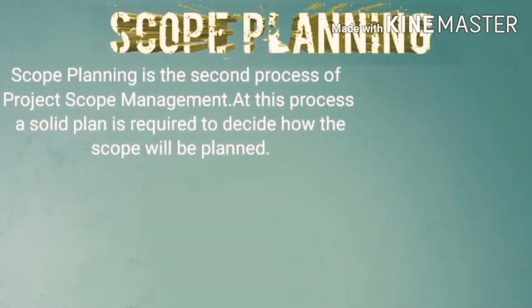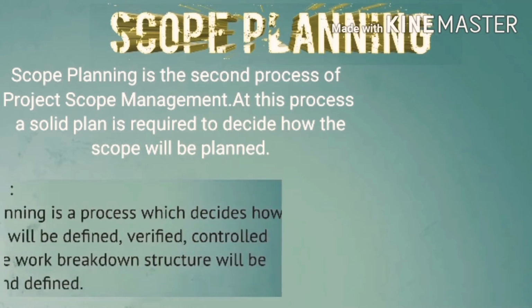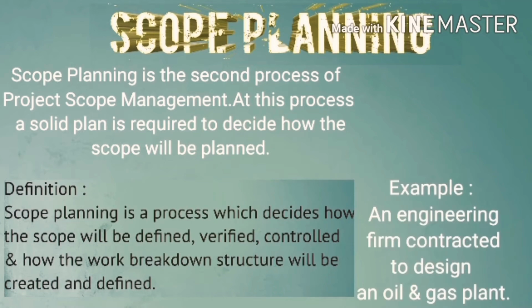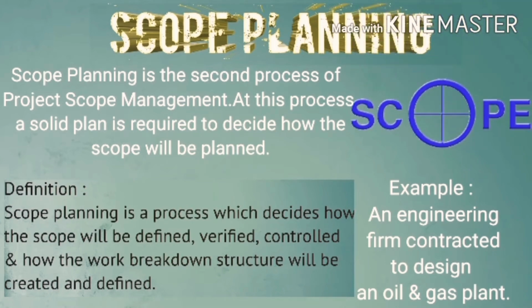Scope planning. Scope planning is the second process of project scope management. At this process, a solid plan is required to decide how the scope will be planned. Definition: scope planning is a process which decides how the scope will be defined, verified, controlled, and how the work breakdown structure will be created and defined. Example: an engineering firm contracted to design an oil and gas plant.